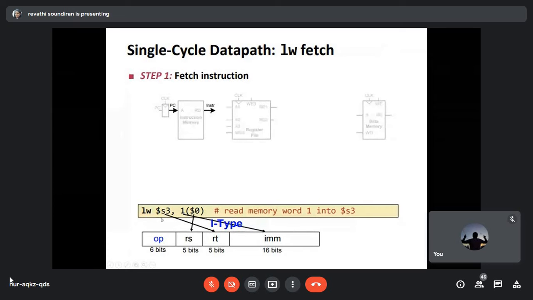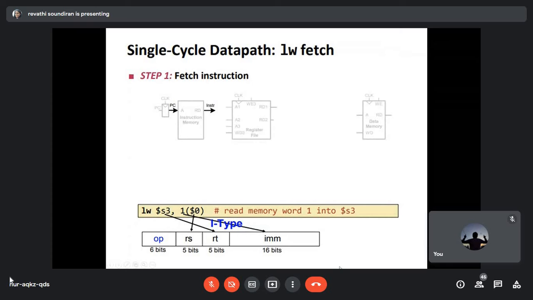So there is an immediate load word to the target register. The immediate value is 1, which is stored in the register S0, and it has to be written back to your target register, that is S3. So this type of instruction is the immediate type instruction. This is the single cycle data path flow.